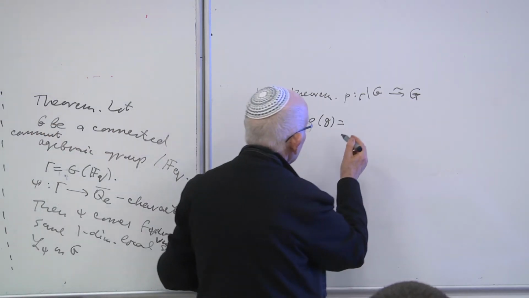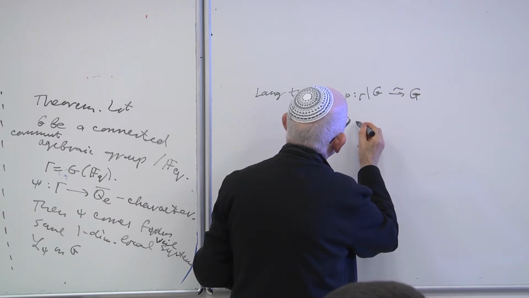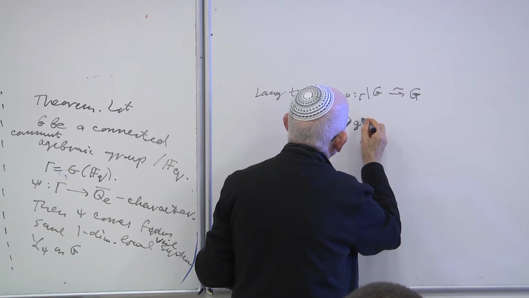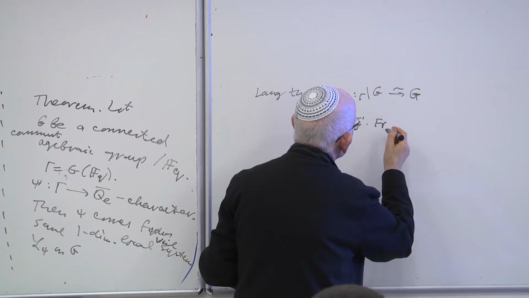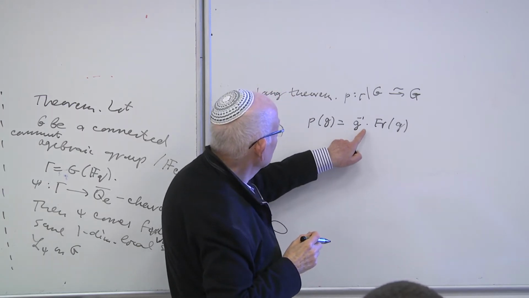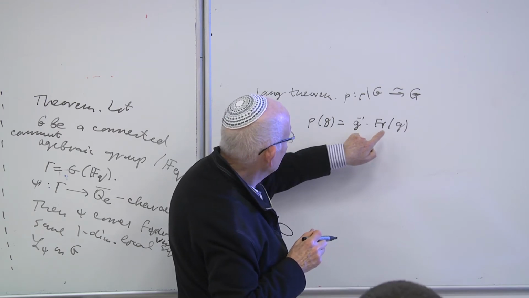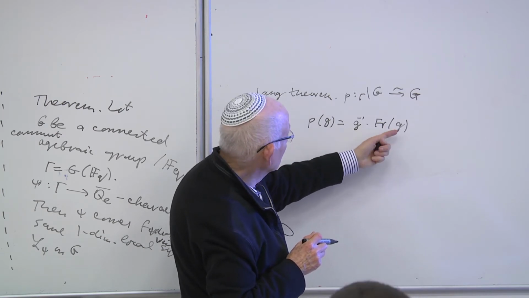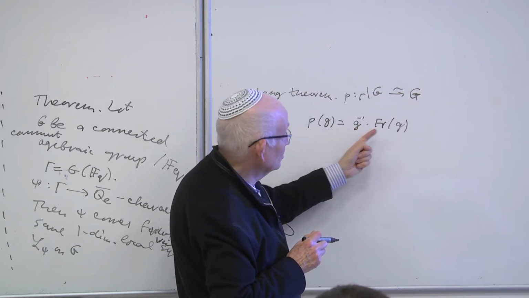Namely, this morphism is given by pi of g equal to g inverse times Frobenius of g. So let's see whether it is correct. If I multiply g on the left by some gamma, then this will be multiplied on the right by this gamma, so it is.